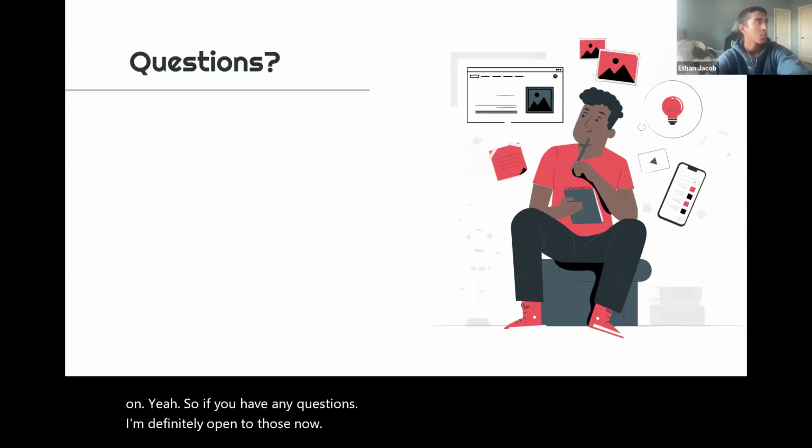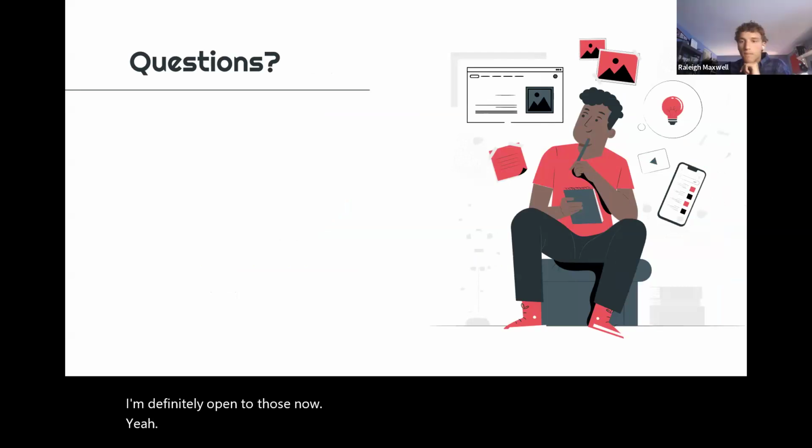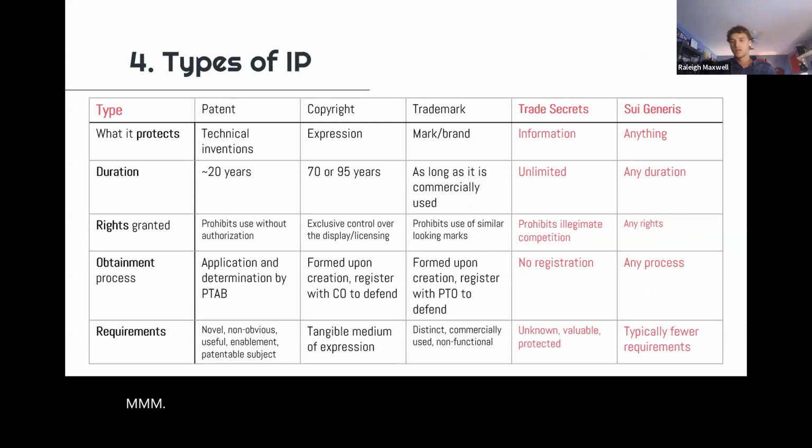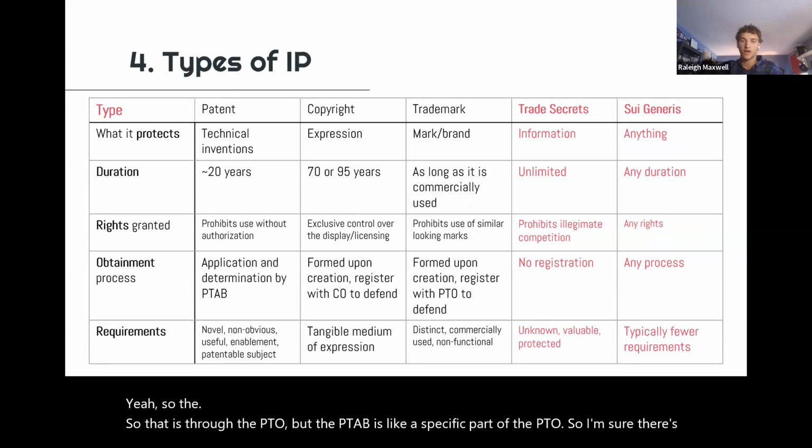I actually have one quick question. It was back when we were covering what patents and trademarks are. There were two offices you mentioned. For trademarks, you mentioned they're obtained through the Patent and Trademark Office, but for patents, you said it's through the PTAB. Does that not go through the PTO either? Yeah, so that is through the PTO, but the PTAB is a specific part of the PTO. And there's a specific office for copyright.